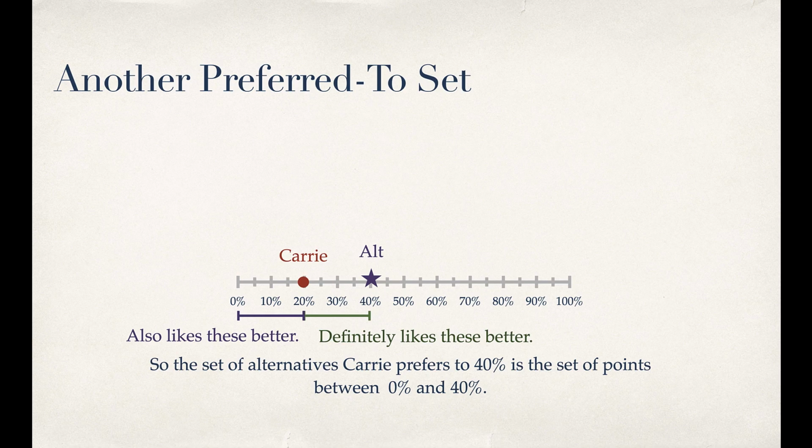And we write that out notationally like this. The preferred 2 set of Carrie, and again, this is a subscript, of 40%, the alternative 40%, is everything between 0 and 40%, not inclusive. The soft brackets or the parentheses mean 0 is not in the preferred 2 set. 40 is not in the preferred 2 set. It is the boundary of the preferred 2 set. These are the indifference points, or the 2 points in the indifference set, okay?